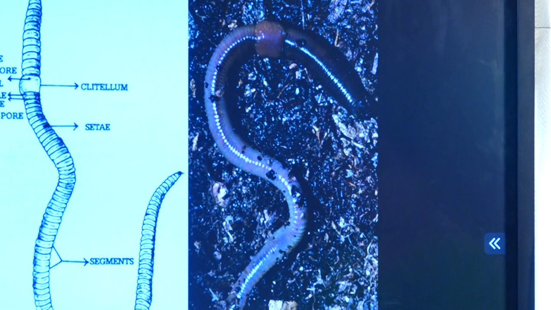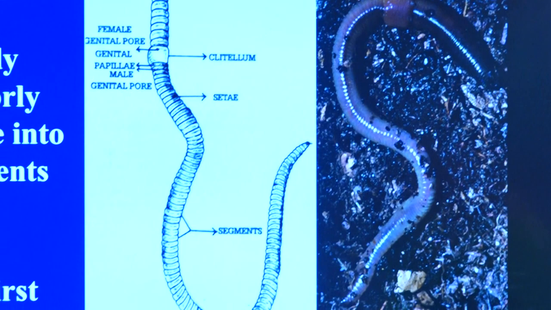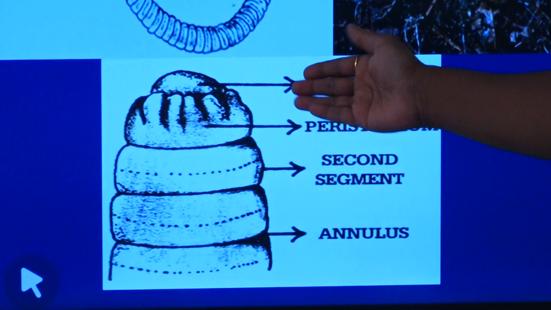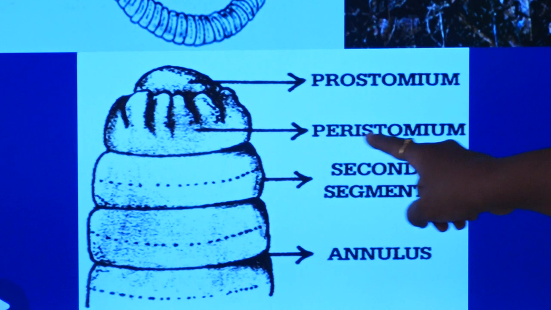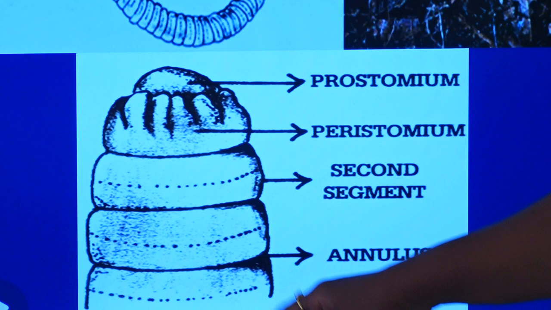See, the first protrusion here is the prostomium. It is found in front of the mouth, so pro is first, stomium says it is the mouth. So here the peristomium is the first segment, then comes the second segment, and throughout the segments you call them annulus.